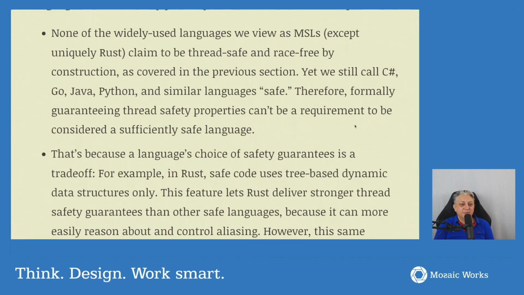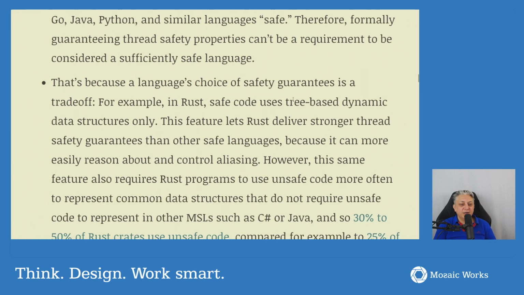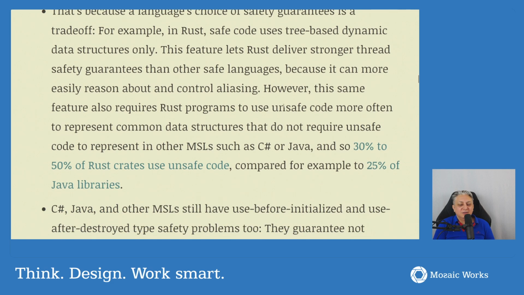And for example, none of the widely used languages we view as memory-safe languages except uniquely Rust claim to be thread-safe and race-free by construction, yet we still call C#, Go, Java, Python, and similar languages safe. Therefore, formally guaranteeing thread safety properties cannot be a requirement to be considered a sufficiently safe language. It's basically the de facto standard, right? We have a level of safety that we can reasonably achieve.